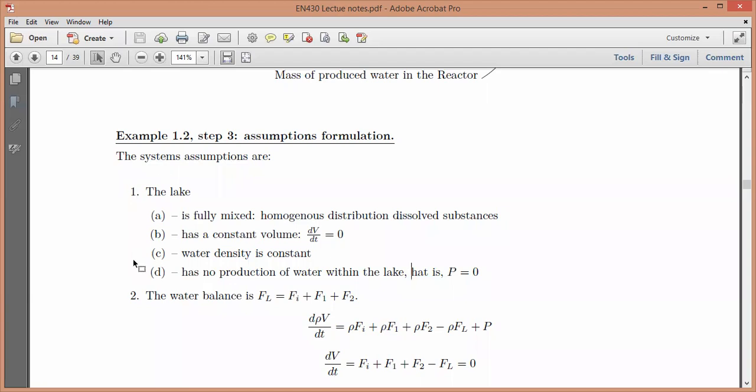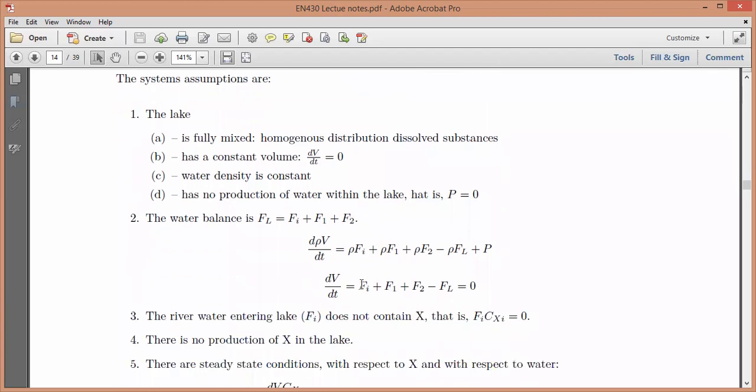That's about the lake. So we come to the mass balance. We looked at this, isn't it? So mass balance for water. So FL, which is the outlet, will be composed of what? The flow rates from the river, the factory 1 and factory 2. Okay. So we looked at this already. This equation, we looked at it in detail already.